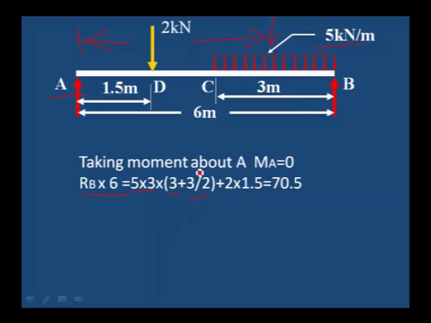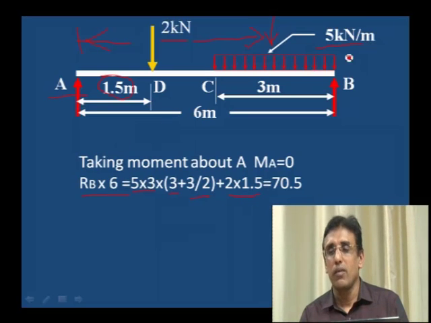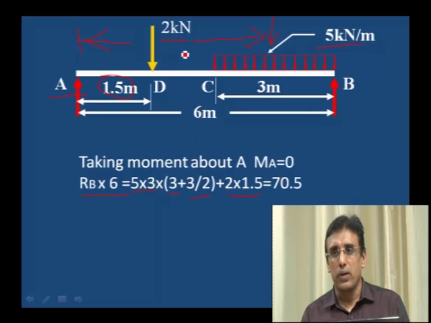5 into 3 is the load 15 kilonewton, into the distance of UDL from A, 3 plus 3 divided by 2. Then the next load is 2 kilonewton, which is acting at a distance of 1.5 meter from A. Therefore 2 into 1.5. We have taken the moment of the uniformly distributed load as well as the point load. In the previous problem, the uniformly distributed load was acting from A to C, so we considered the distance from A to C, that is the midpoint, whereas here the uniformly distributed load is acting on the right half of the portion, that is why we have calculated from A to the center point of the uniformly distributed load.